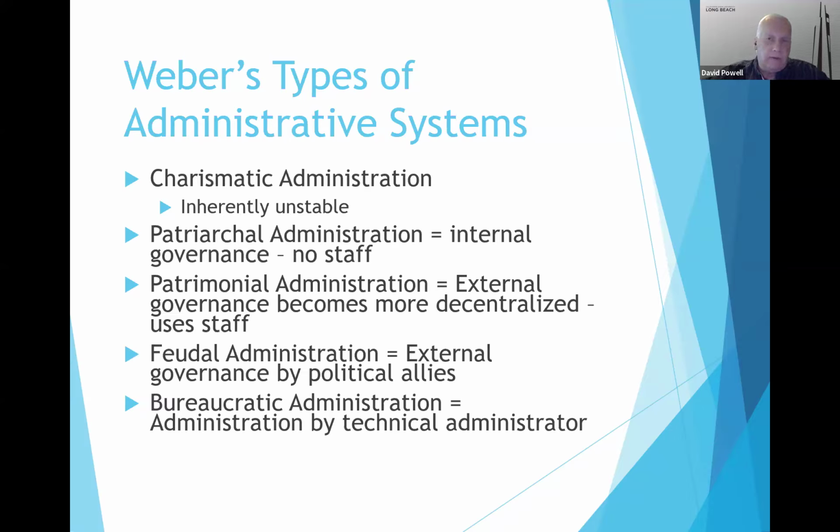The second administrative system that flows out of a traditionalist approach is a patrimonial type of administrative system. In a patrimonial type of system, you start to extend the governance a little bit, and so now you start hiring staff and you start using staff to help you carry out whatever your goals and objectives and plans are. So it starts to go beyond just that nuclear family, but you still have most of the direction coming from this one leader. A third type of administrative system that comes out of the traditionalist approach is the feudal system.